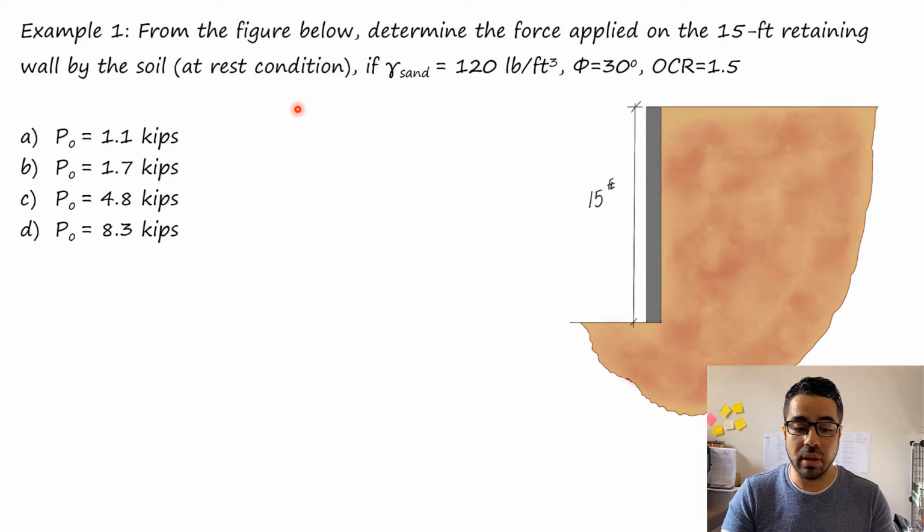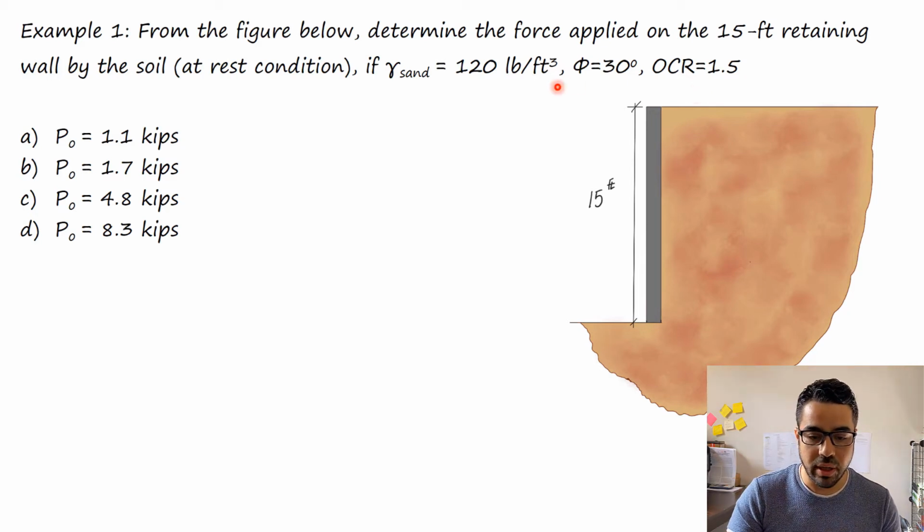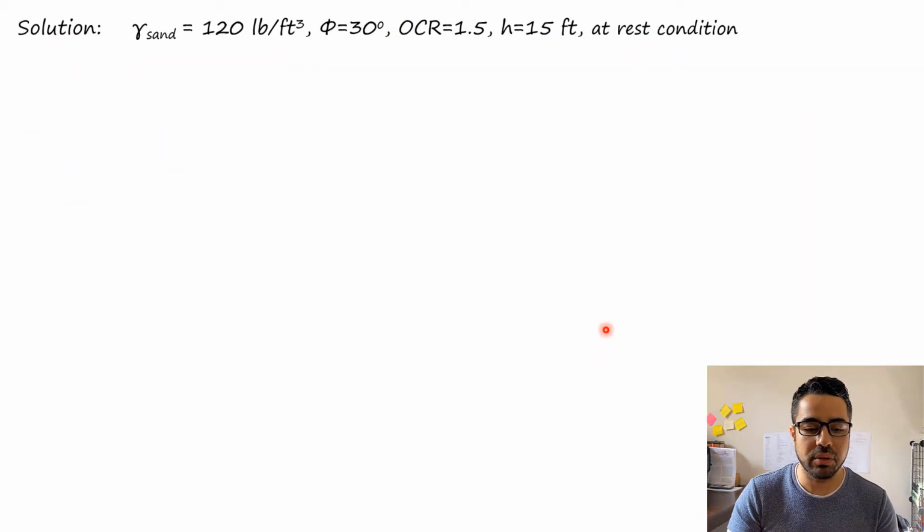This is a keyword. The density is given, the angle of internal friction phi is given, and OCR is given. OCR is the over consolidation ratio. This is another keyword. So we have two keywords here: rest condition and OCR. It is required to find the force applied on that wall. As usual, we write down what's given: gamma sand, phi, OCR, H, and at rest condition.